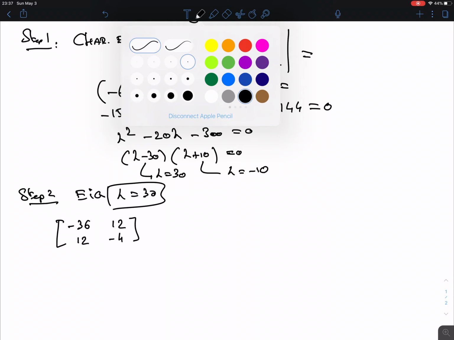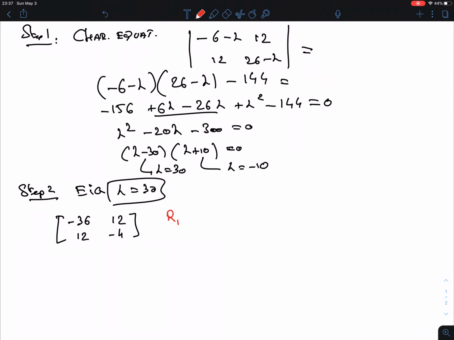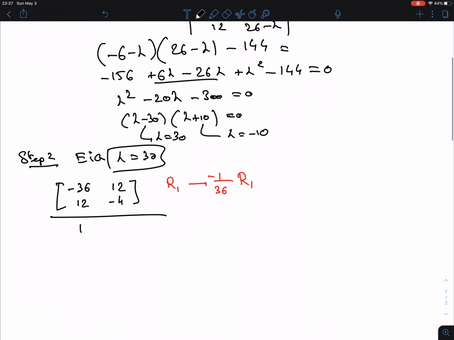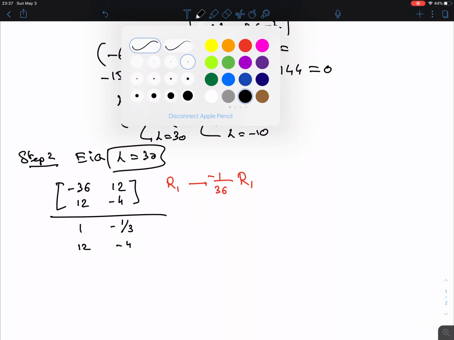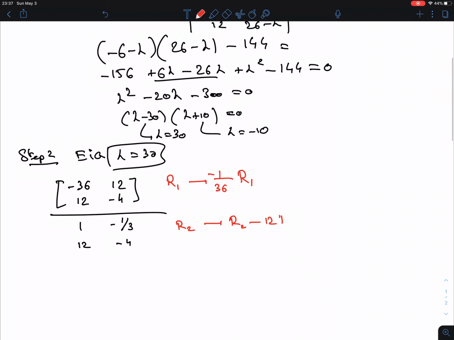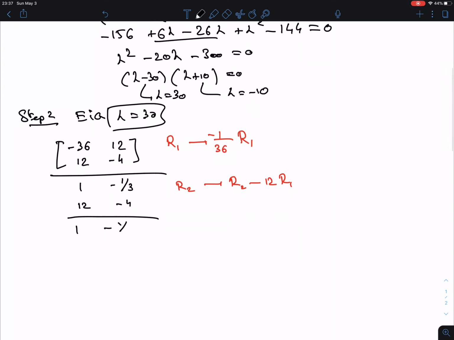So we're going to have to introduce some fractions. We are used to that, but since it's a 2 by 2, it's really not a big deal. So we divide by minus 36. We get 1, and then that is minus 1/3, right? There's a minus sign there, and then we get 12 and negative 4. As long as the second row now becomes 0, that's why it's minus 12 times row 1. That gives 1, negative 1/3, and then we get 0 here, and also 0 there.